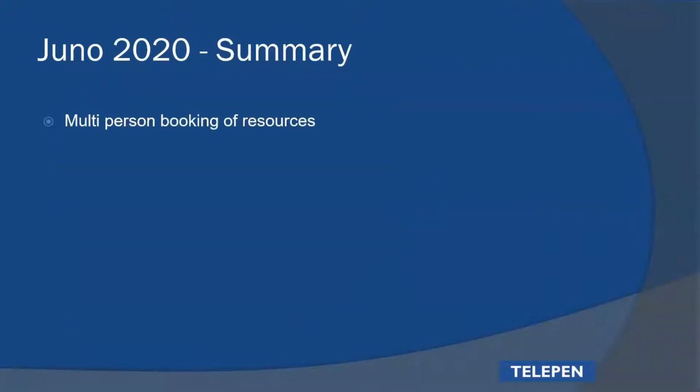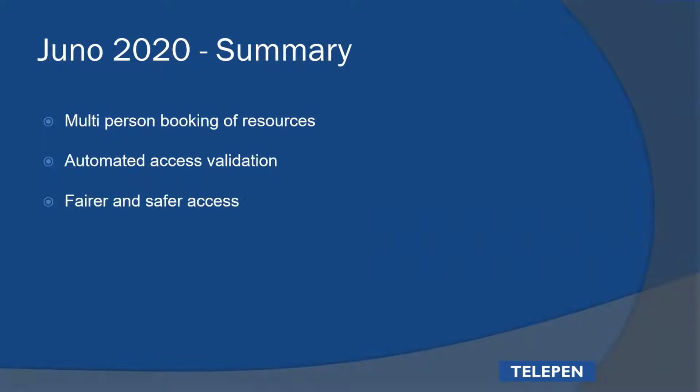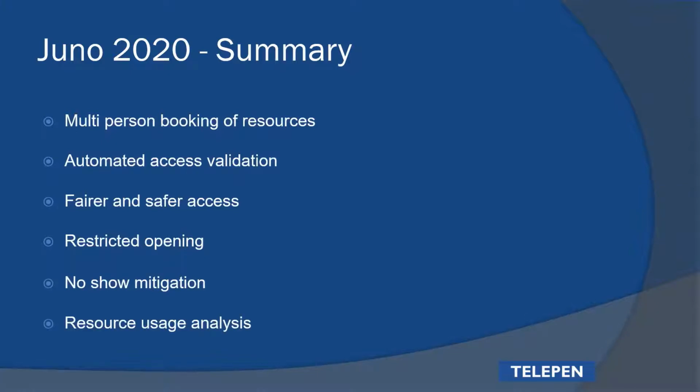So in summary then, we've built a multi-person system for the booking of resources, whether that's a library or another building or other resources. It provides automatic end-to-end access validation from the point of student booking via the web portal right through to getting into the library. It helps provide you with fairer and safer access to your buildings, particularly this time with restricted opening and reduced occupancy availability, provides you with no-show mitigation, and provides you with a rich suite of reports for resource usage analysis.